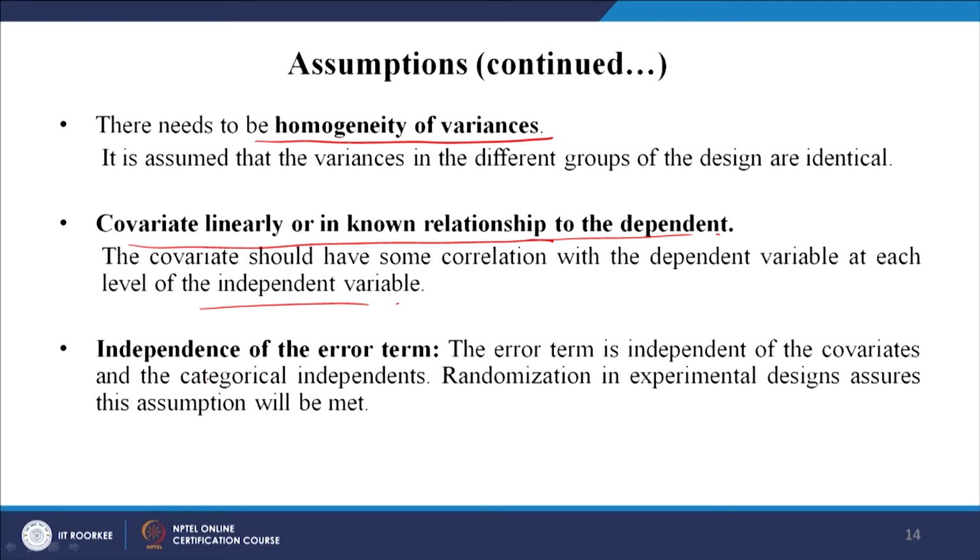Independence of the error term: the error term is independent of the covariates and the categorical independent variables. Randomization in experimental design assures this assumption will be met. So, the error term is independent of the covariates and the categorical independent variables.